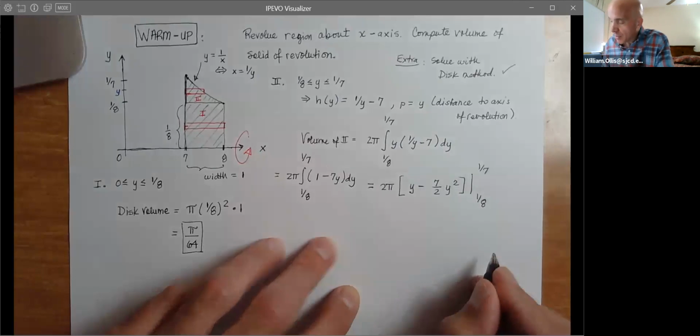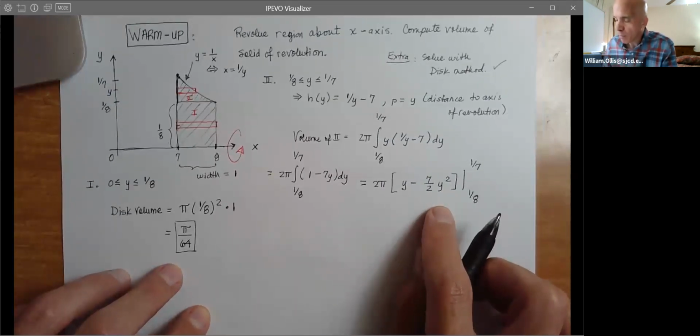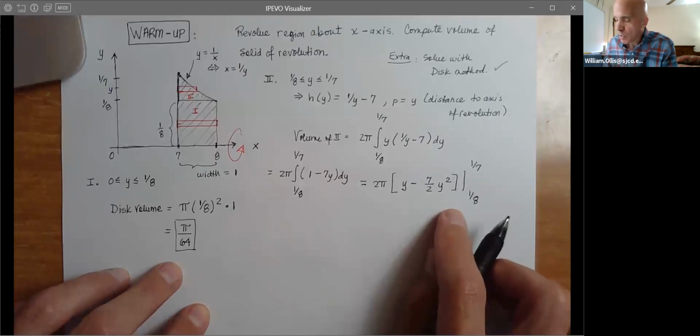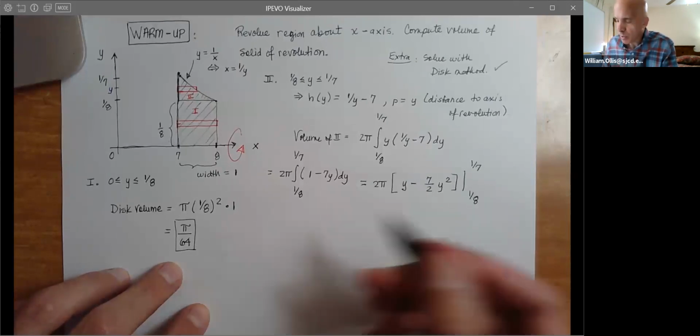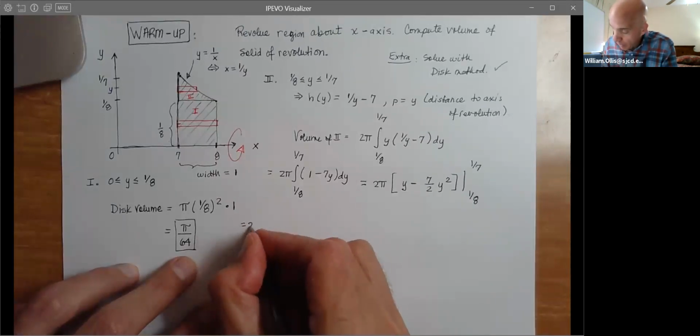So now you're looking at this and saying, yeah, this is why I really don't want this problem. You know, the problem I worked last time with the cross-section method, you saw all the algebra with the fractions. I mean, you can't avoid it sometimes. So this will be 2 pi.